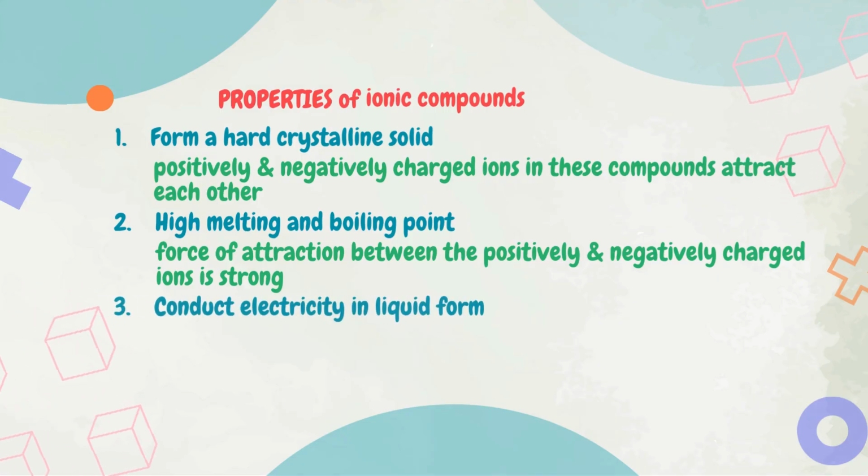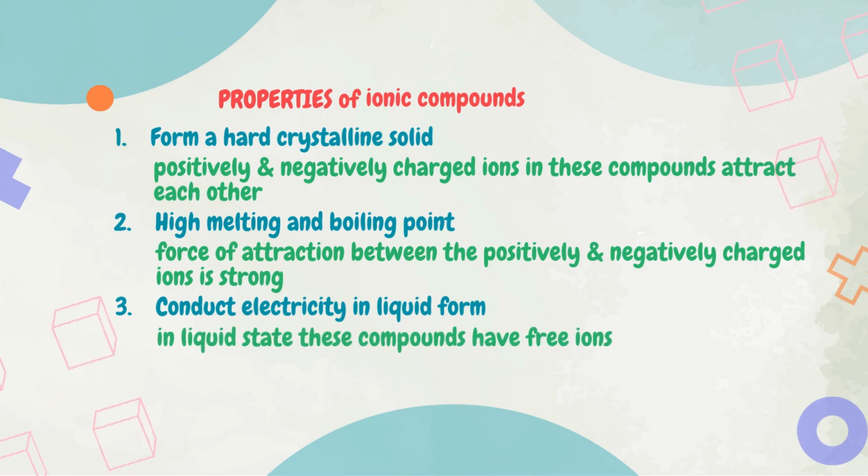Ionic compounds conduct electricity in liquid form. This is because, in liquid state, these compounds have free ions that are able to conduct electricity. In solid state, ions are fixed. Therefore, solid ionic compounds do not conduct electricity.